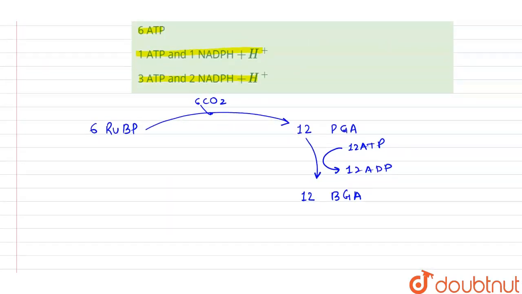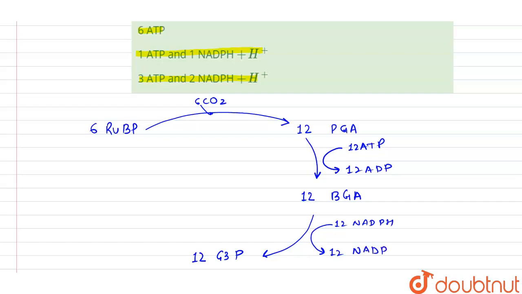The bisphosphoglyceric acid then converts into glyceraldehyde 3-phosphate, which can be written as G3P. So 12 molecules of glyceraldehyde 3-phosphate would be produced from 12 molecules of bisphosphoglyceric acid. It is a reduction process, so 12 NADPH participate and get converted into 12 NADP.